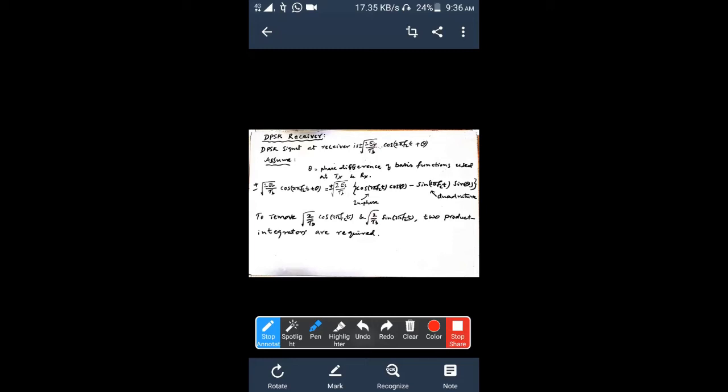So what is my next operation in the receiver? Multiply the first part with cos 2 pi f_c t, multiply the second part with sin 2 pi f_c t, and integrate them. After that, cos into cos, cos square, after integration becomes 1, and sin into sin, sin square, after integration becomes 1. So the cos term and sin term from the first and the second will be automatically eliminated. Then we are left with only this cos theta and sin theta.